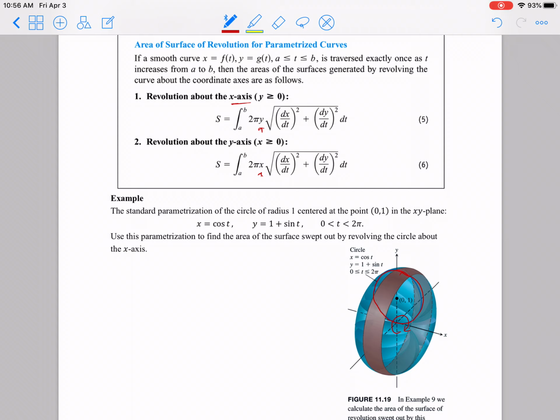Hopefully that makes some sort of physical sense to you, and you can just go through and do those. It's just a matter of adding on that one little extra part right there at the beginning. Okay, that's pretty much it.